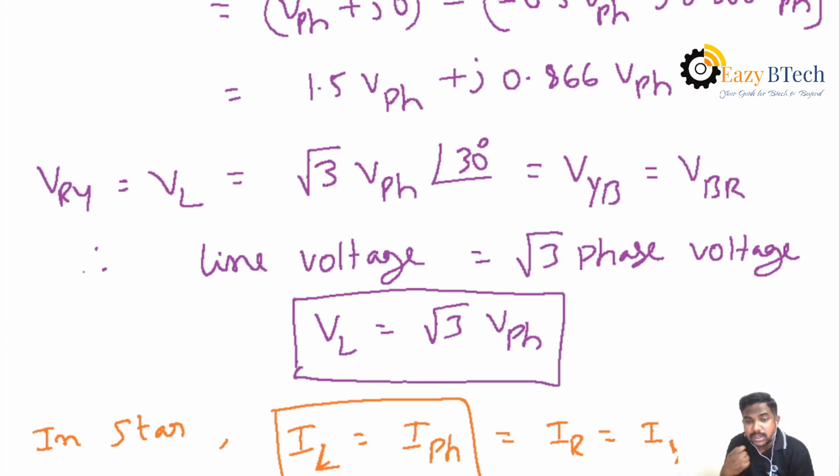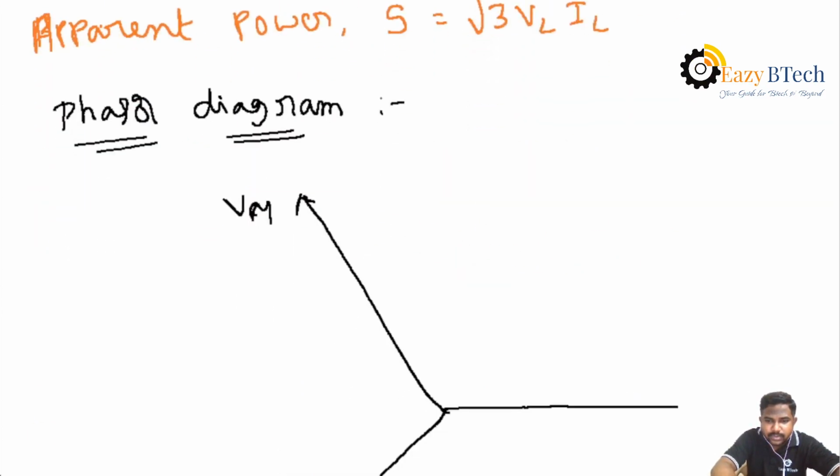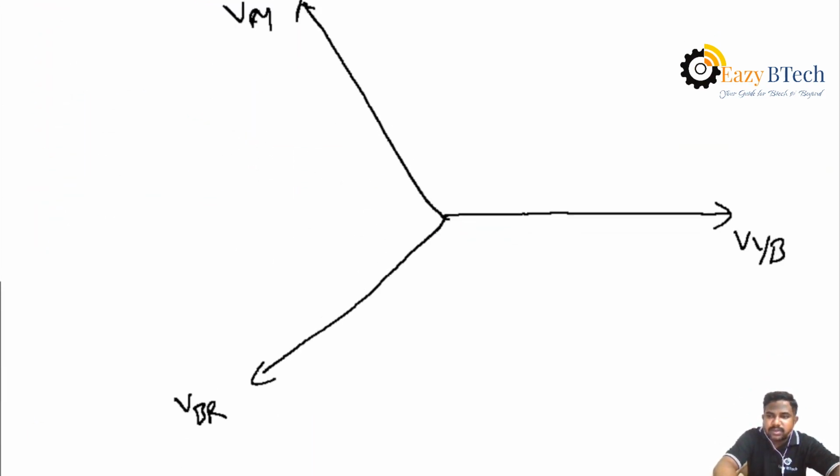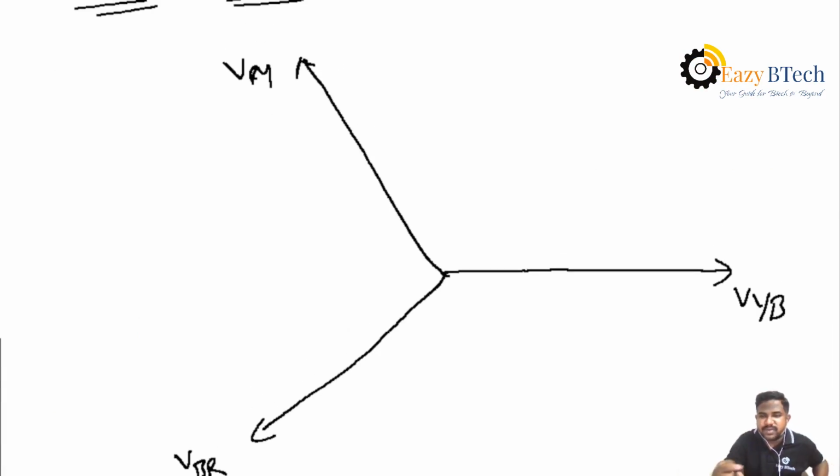That is, what is the total phase angle difference between the voltage and current? 30 plus phi. Okay, and also the phase angle difference between the line voltage and phase voltage is nothing but 30 degrees. With 30 degrees you can mention the values of line voltages, VYB, and then you can mention the phase voltages. What are the phase voltages? VYN, VRN, VBN. Okay?